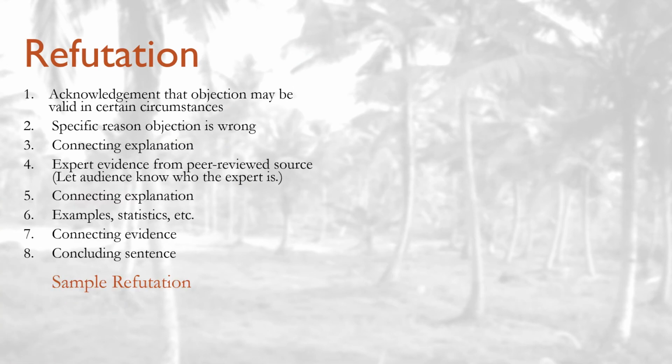Now it's time to refute the critics' objection. We do this by acknowledging that in some cases the critics' objection may be true. Then we refute their objection by stating the specific reason why it's wrong. Note that from this point on, the refutation follows the common structure used previously.